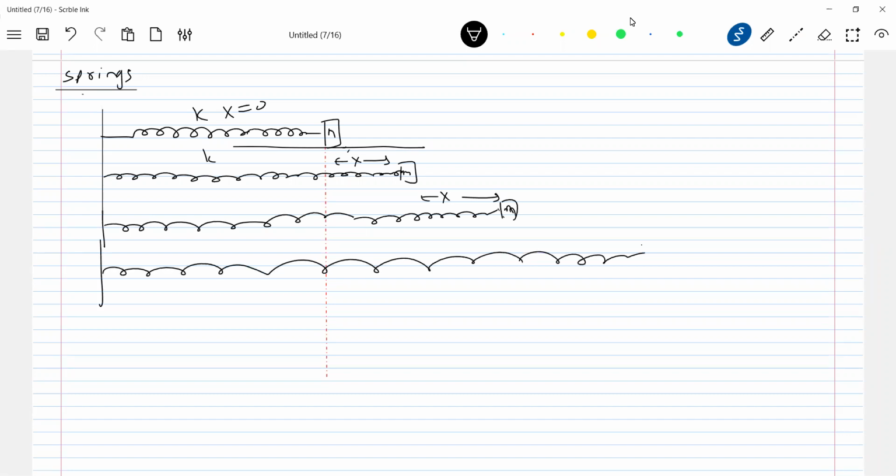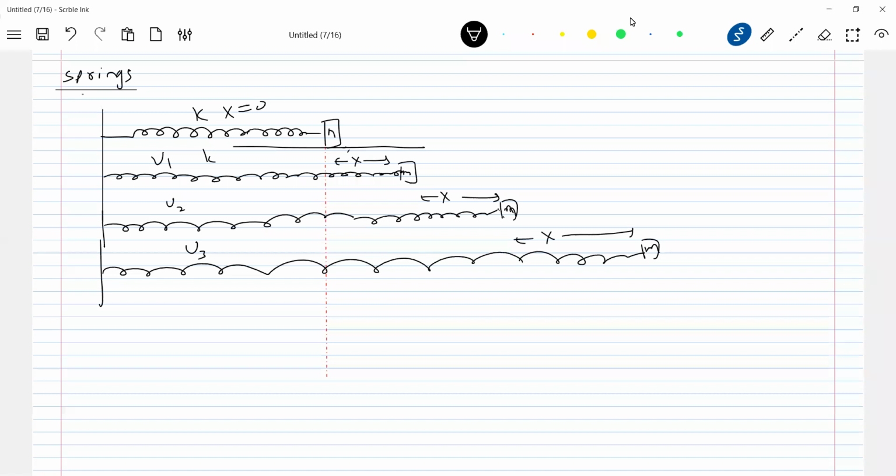Then you'll give a further displacement x here. What about the work done? What is the energy stored in the spring? We know the energy stored in the spring, let it be U1, U2, U3. So what is the expression for the energy stored in the spring?